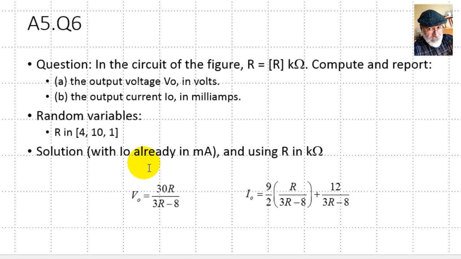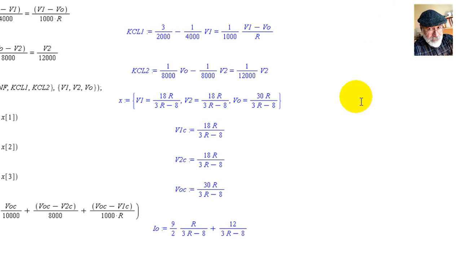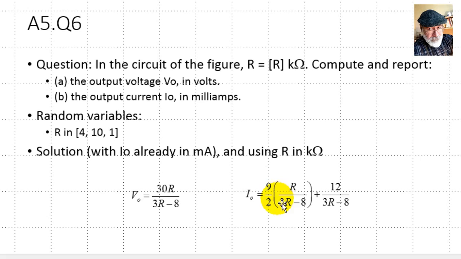We go back here, and that is exactly what we are providing. The solution already in milliamps, and using R in kilo ohms: V0 is 30R divided by 3R minus 8. That comes directly from our solution here, V0. And the current I0 is computed this way. And that is a way to prepare a question for WeBWorK in AppSci.